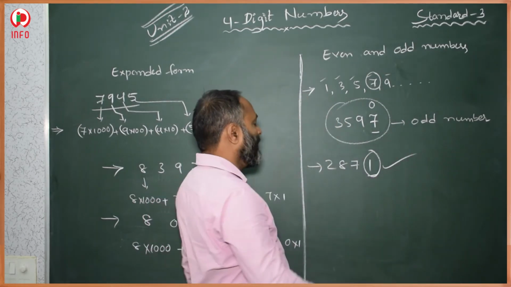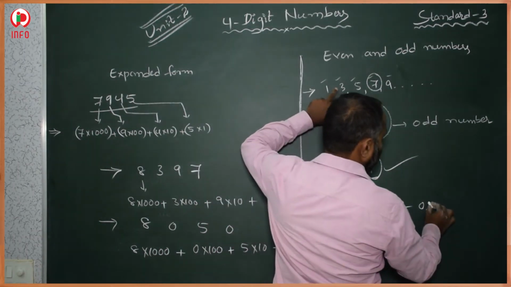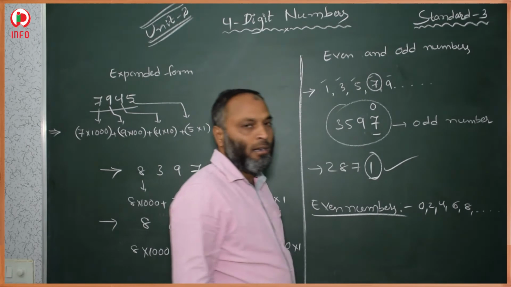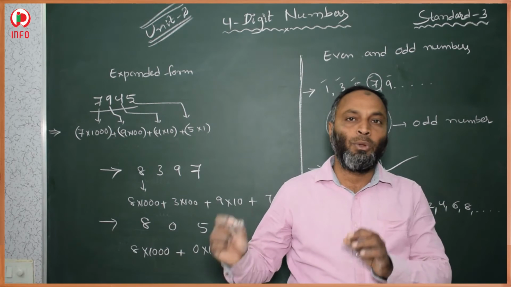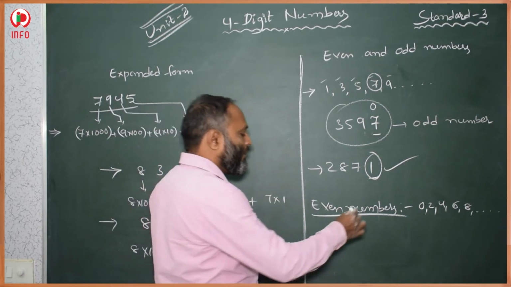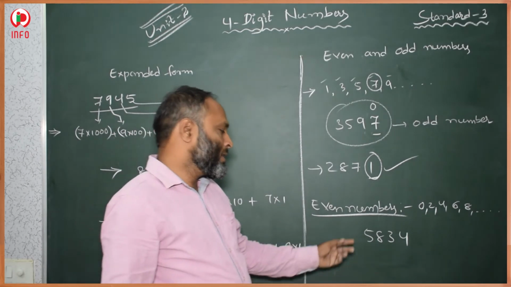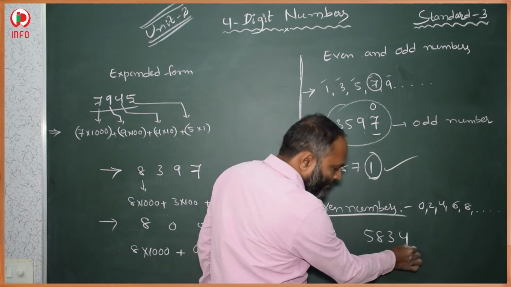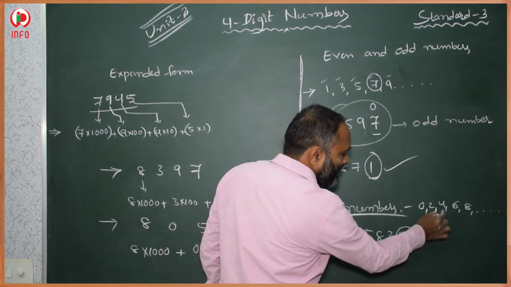In the same way, even numbers. First it starts from 0, then 2, 4, 6, 8 and so on. These are even numbers. If any of these numbers comes in the units place of a number, then the number is an even number. For example, 5834. In this, what is the number in the ones place? That is 4. 4 is among the even numbers.